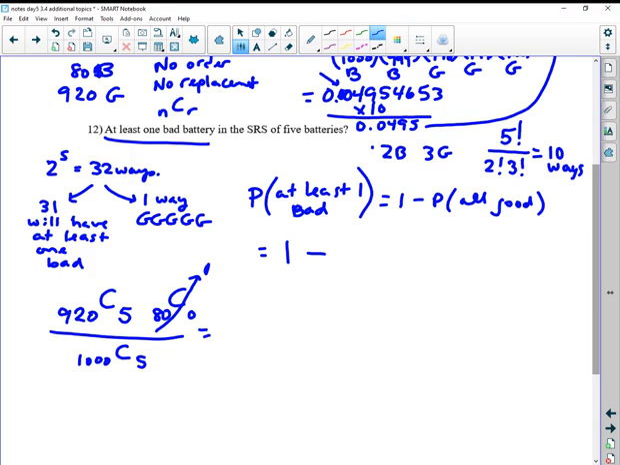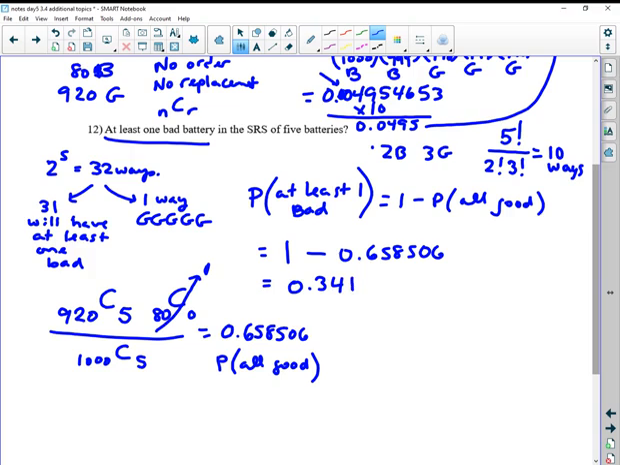So, of course, I could always use my parentheses too, and I'd get 0.6. Luckily, no other ways to reorder this. So 1 minus the probability of being all good, because this was the probability all good. So we want 1 minus that, and we'll know at least 1 bad. So 0.658506. So the probability of getting at least 1 bad, 0.341. Yep.